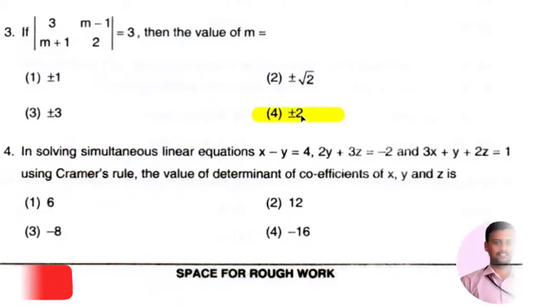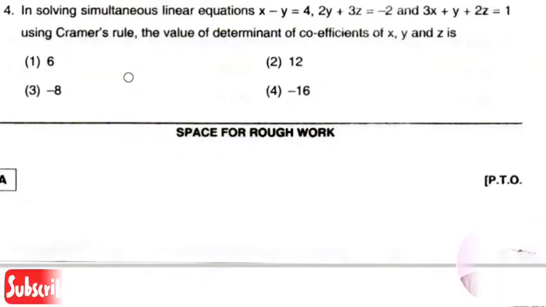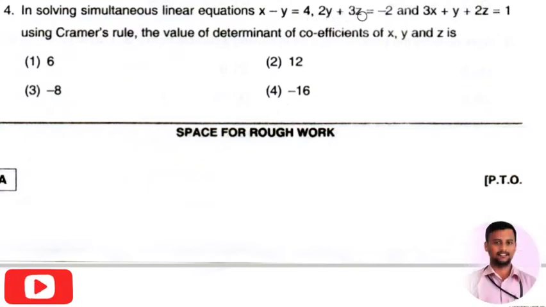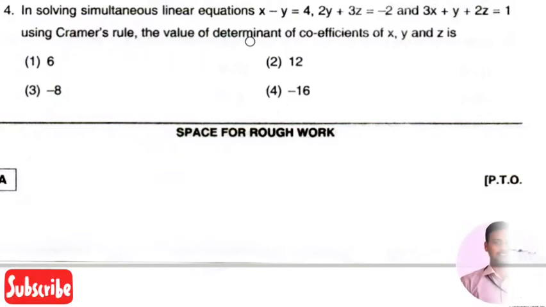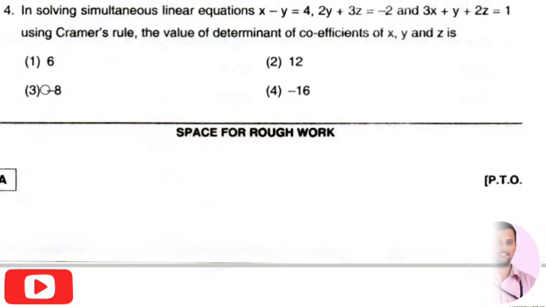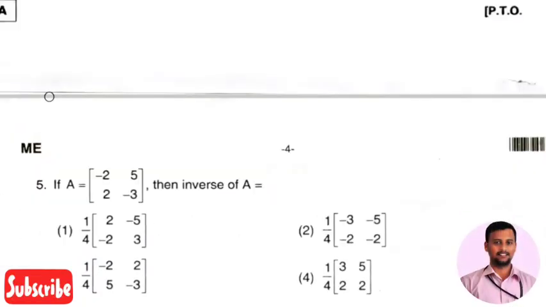plus or minus 2. And the next question is in solving the simultaneous linear equation x minus y equals to 4, 2y plus 3z equals to minus 2 and 3x plus y plus 2z will be equals to 1. Using Cramer's rule, the value of determinant of coefficients of x, y and z is, the right answer is option 3. That is the value of determinant of coefficient for x, y, z is minus 8.